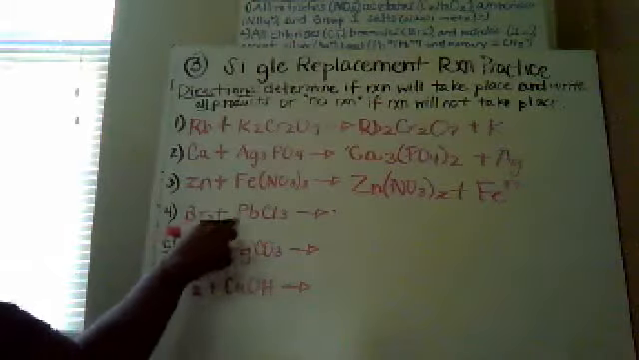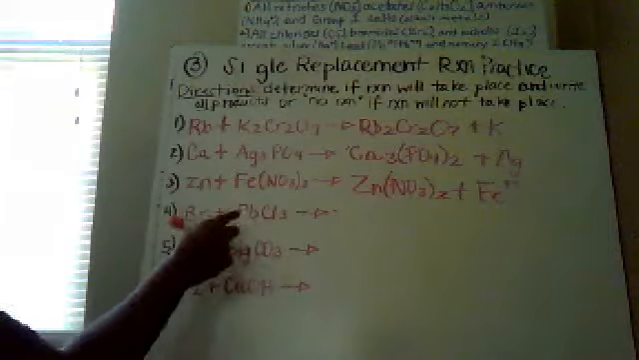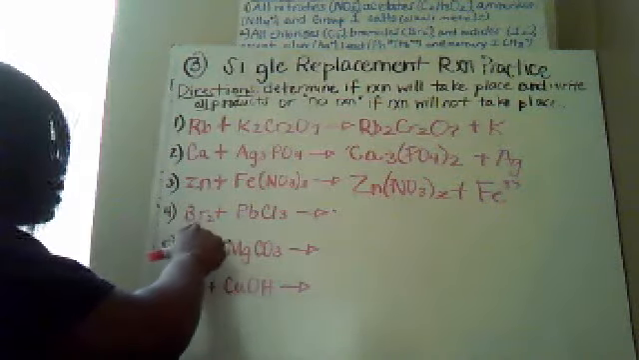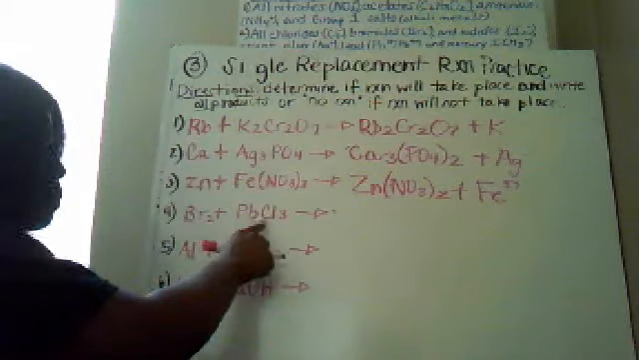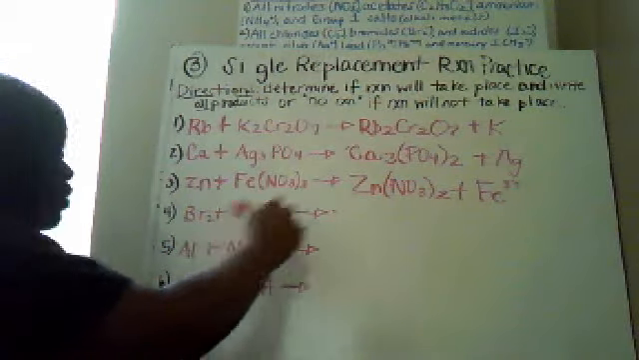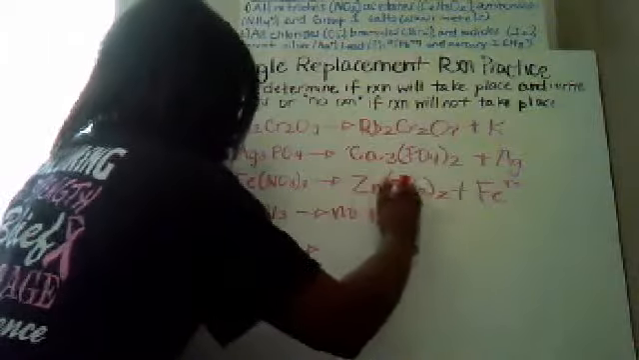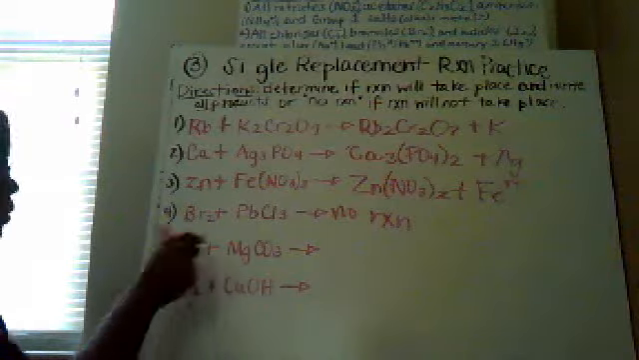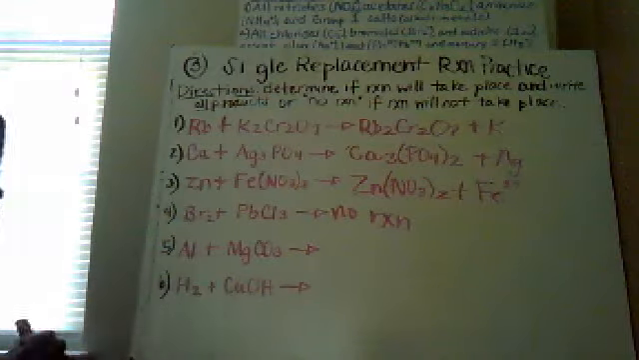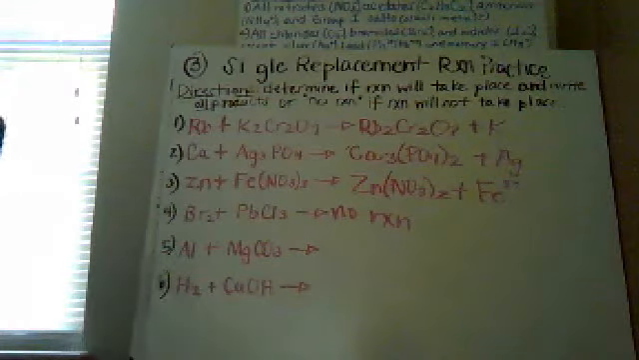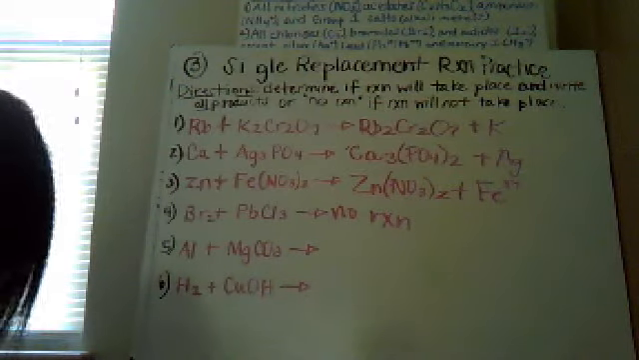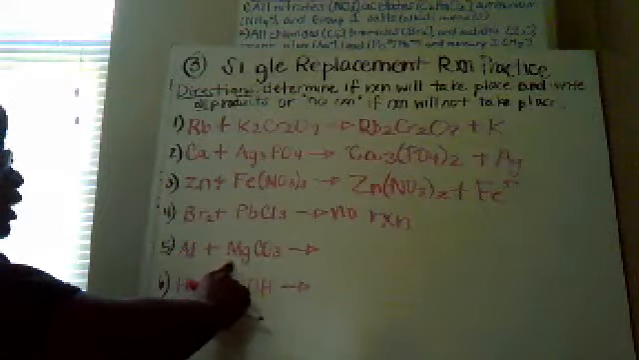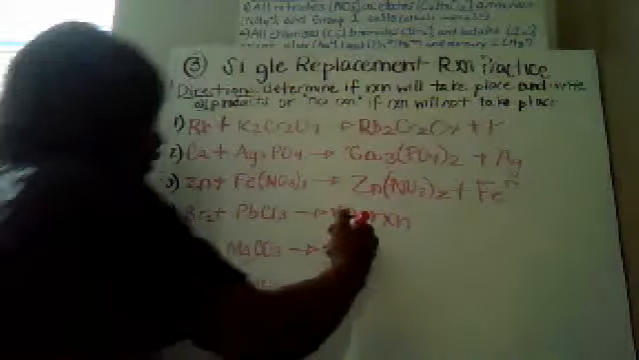Then we have bromine and lead 3 chloride. So now we're going to use our activity series of halogens. So bromine is below chlorine, so it cannot replace the chlorine. No reaction will occur here. Aluminum plus magnesium carbonate. The aluminum is below the magnesium, so therefore this reaction will not occur.